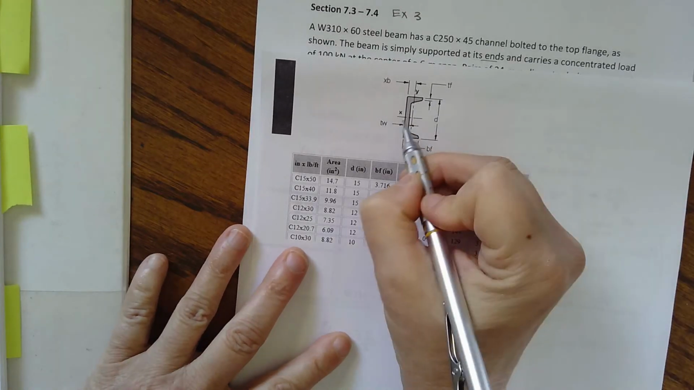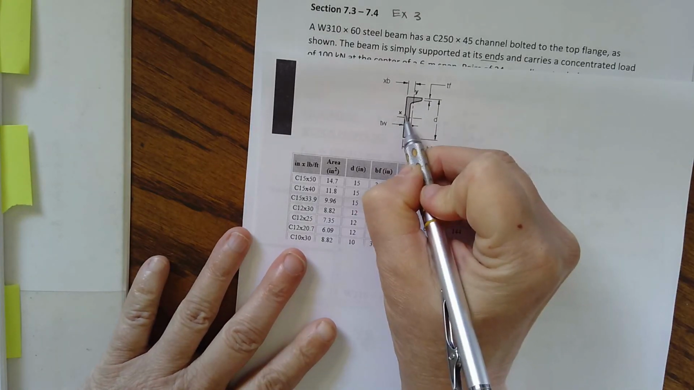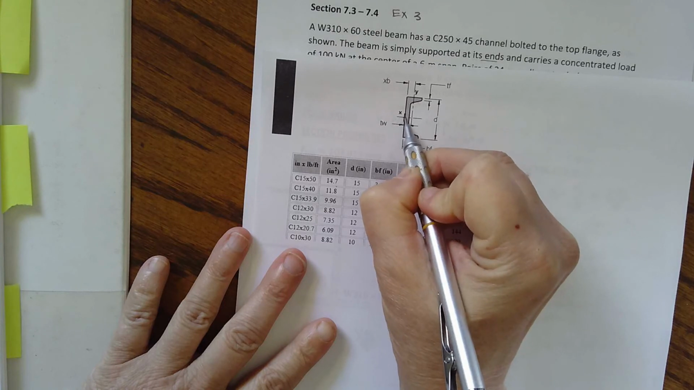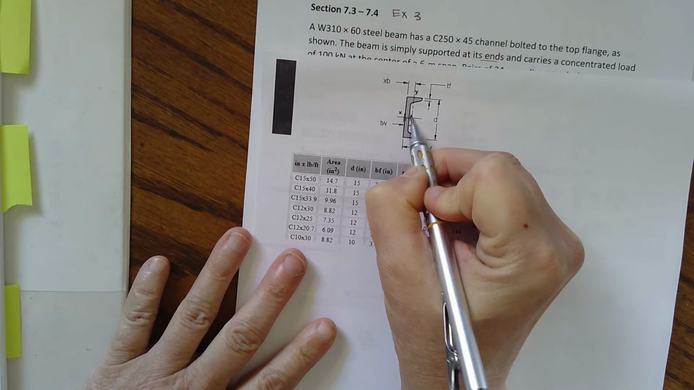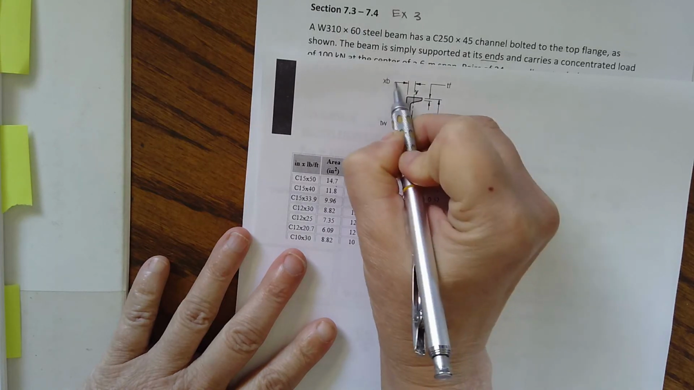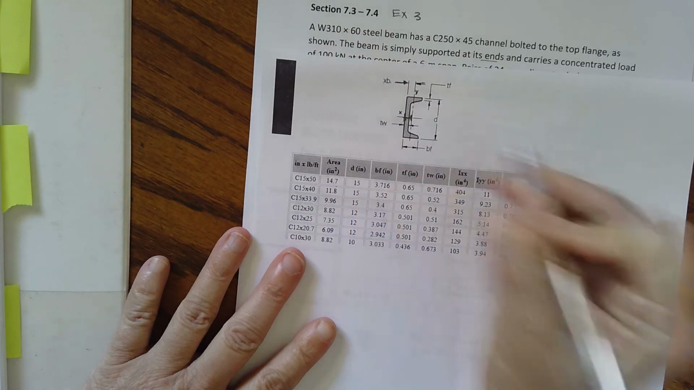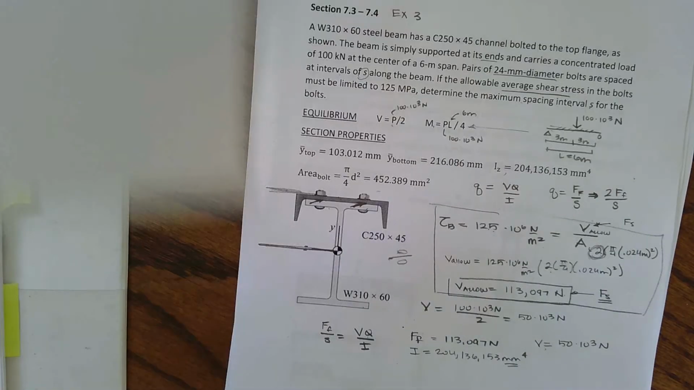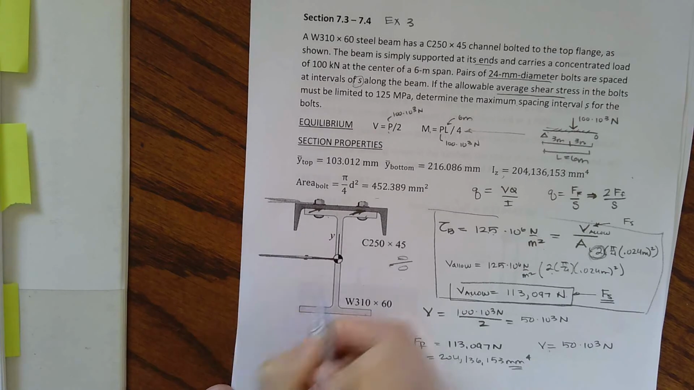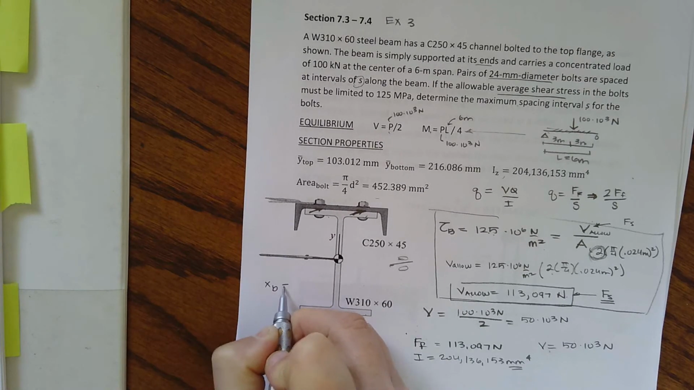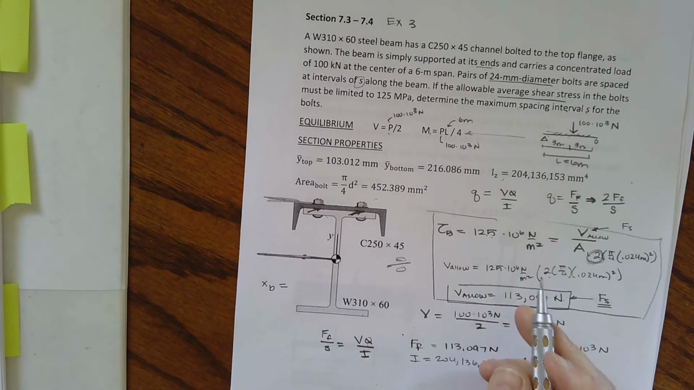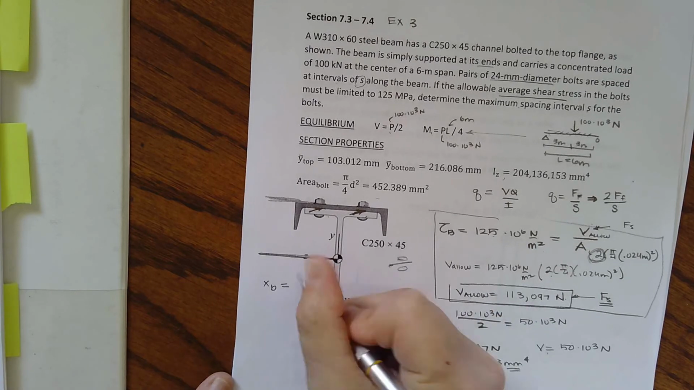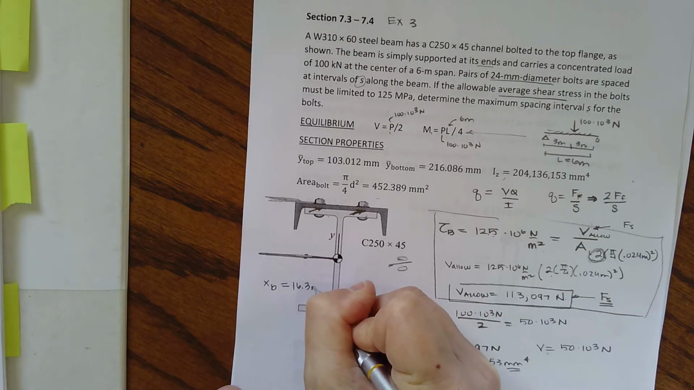But what I need right here is this distance that goes from the outside to the centroid, this depth. Do you see that depth? That is XB. And for this section, our XB is equal to, I had it written down and now I can't find it, 16.3 millimeters.